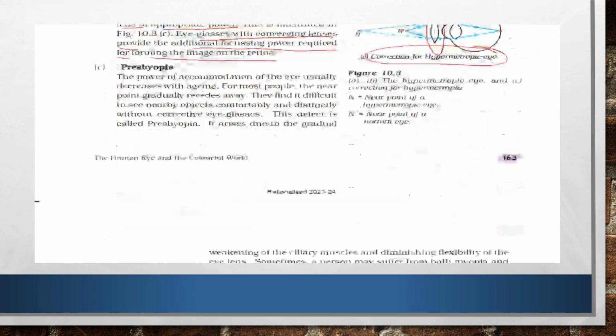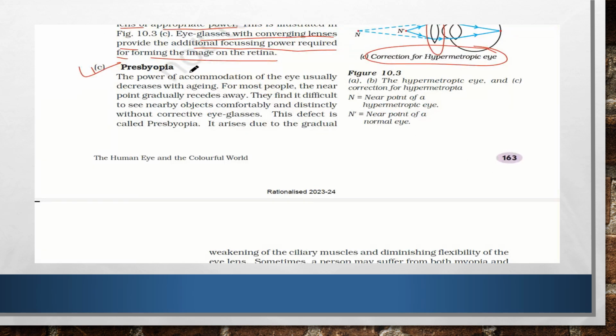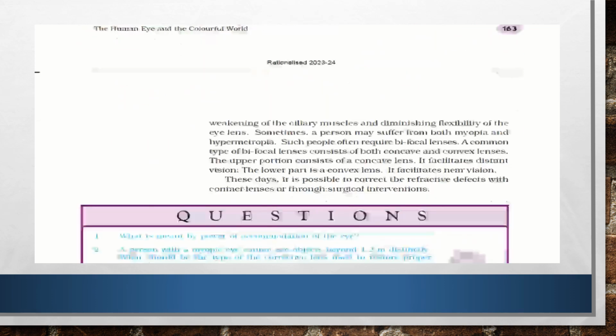Okay, now we will move on to presbyopia. So what is this? In presbyopia, the power of accommodation of the eye usually decreases with aging. For most people, the near point gradually recedes away and they find it difficult to see nearby objects comfortably and distinctly without corrective eyeglasses, right? So this defect is called presbyopia. It arises due to the gradual weakening of the ciliary muscles and diminishing flexibility of the eye lens.